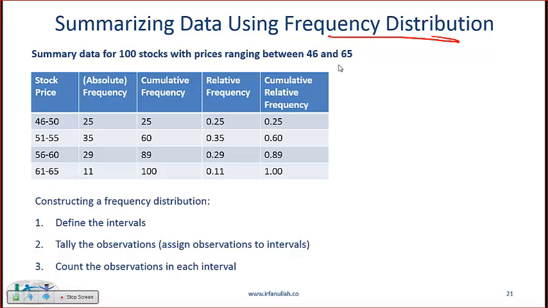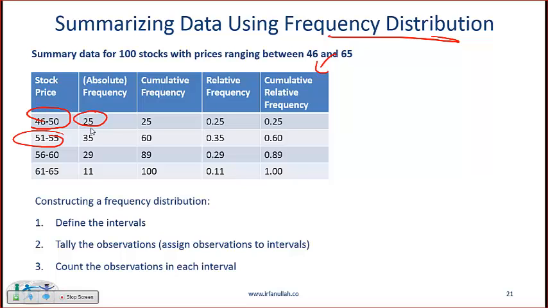Summarizing data using frequency distribution. This is a fairly straightforward point. If you are given a lot of data and you want to organize it and create a histogram or some other sort of graphical image, what you typically do is the following. You define your intervals. So here, for example, we have defined an interval of 5 points. And then you tally the observations and count the observations in each interval. That's what's been done over here.